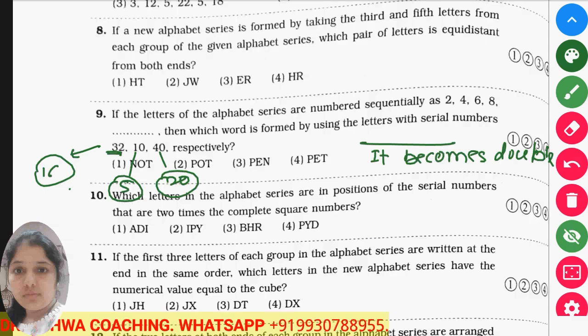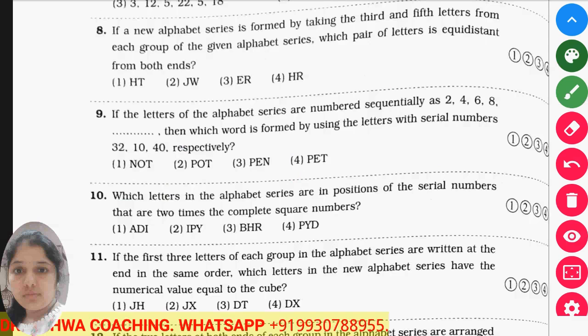Now check which letter is at the 16th, 5th and 20th position. You all have the book in front of you, so you can check. So the 5th position letter is E, the 16th position letter is P and the 20th position letter is T. So it becomes PET, pet. Okay, so your answer is option number 4, that is PET. Okay.